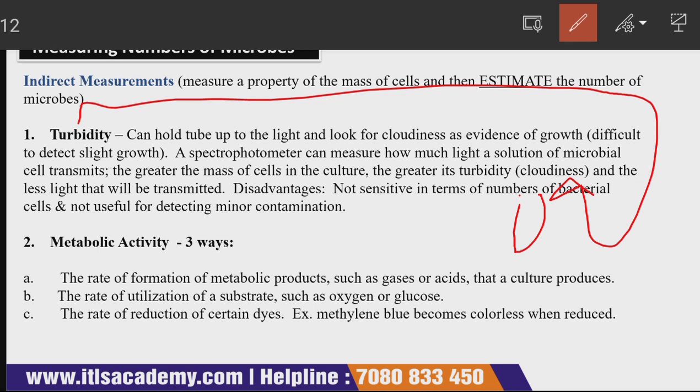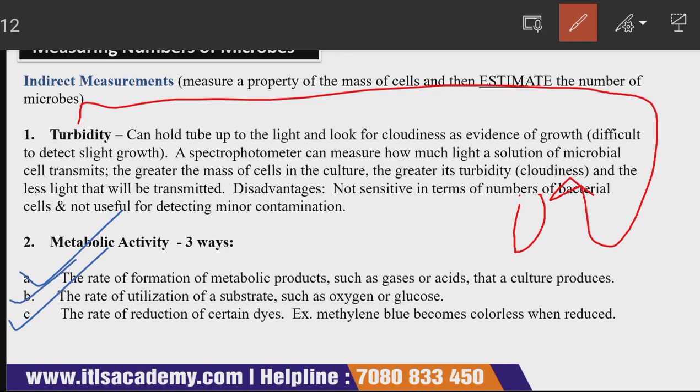Then comes the metabolic activities. We all know that metabolic activity can be measured in three ways. The first is the rate of formation of metabolic products such as gas or acid that the culture produces. The second is the rate of utilization of substrates such as oxygen or glucose. The last is the rate of reduction of certain dyes; for example, methylene blue becomes colorless when reduced.